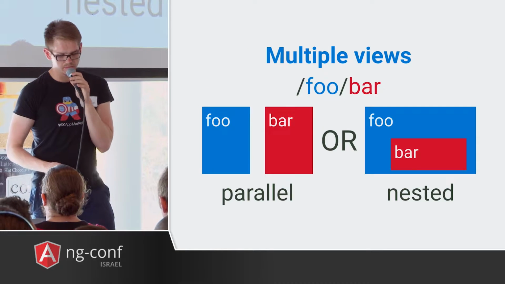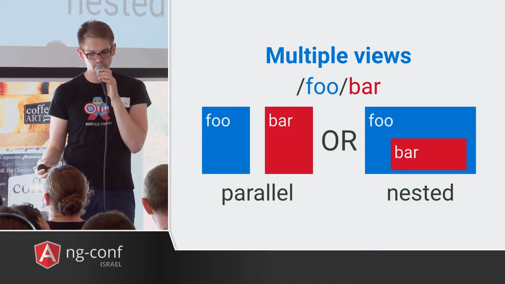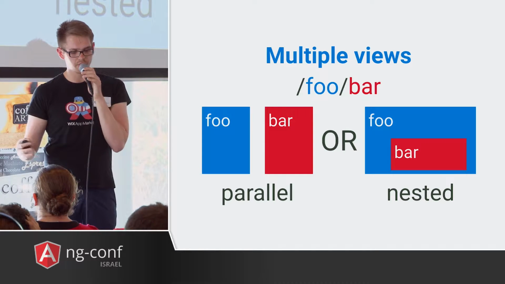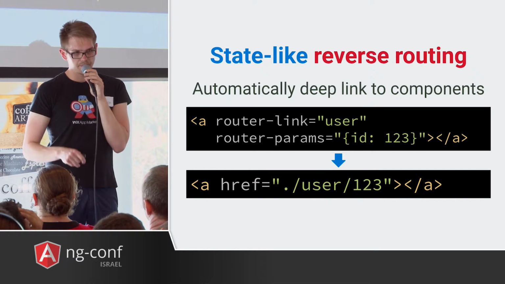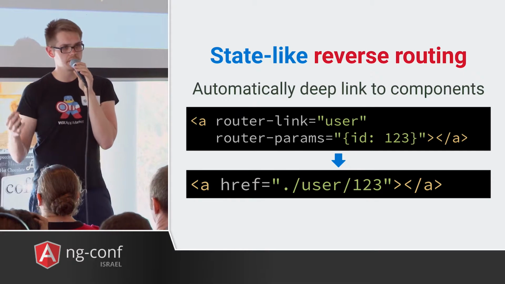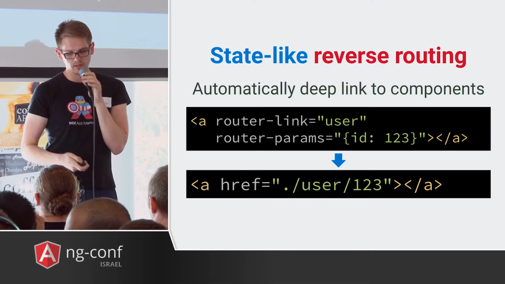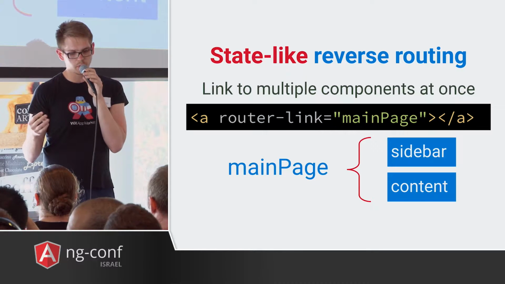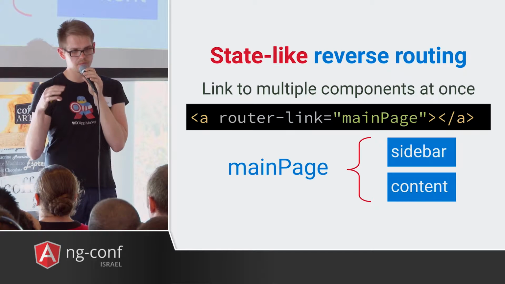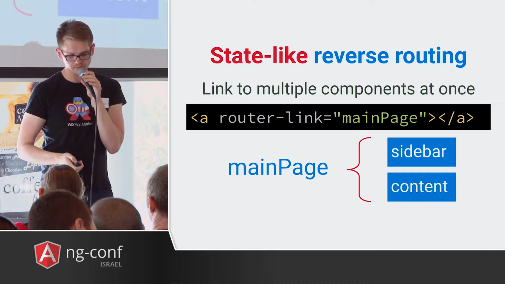Another thing we want to do, which is more practical, is to allow multiple views that are either parallel or nested. And this is very, very useful for things like modals and other complex scenarios. We want to offer state-like reverse routing, which means we want to deep link to parts of our applications without actually specifying the URL. And we want it to be state-like. So we want to link to collections of components, to larger parts of our application.